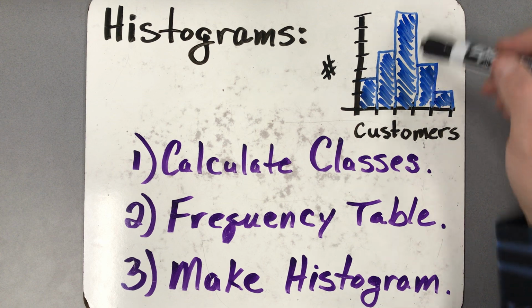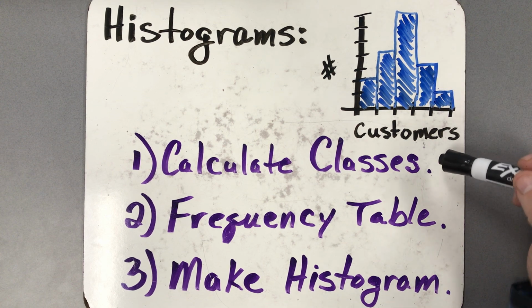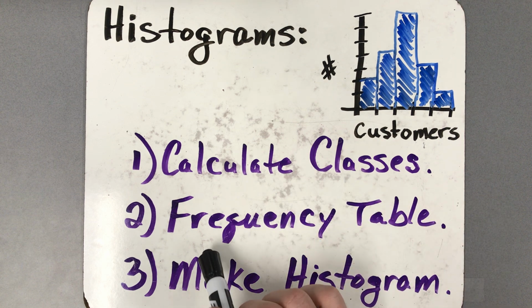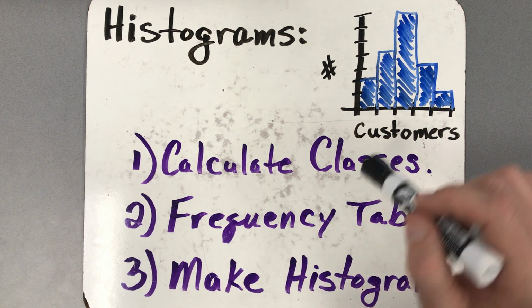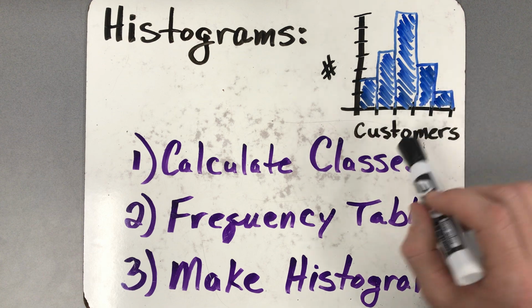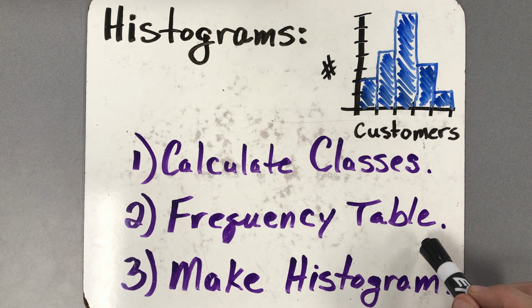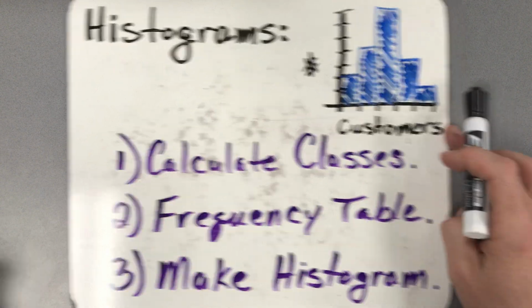In order to make this histogram, we have to consider three things. We have to figure out how wide to make these intervals, or calculate the class size, and then also we have to take the frequency of each data value and say how many fall under each of the different intervals in a frequency table, and then we translate the frequency table over into a histogram. So let's take an example of a lemonade stand.